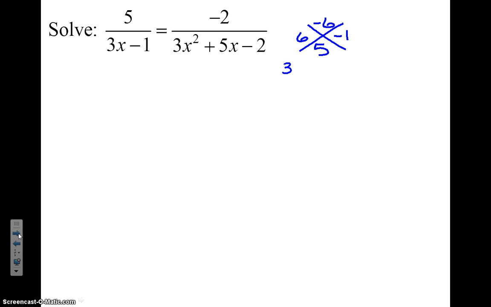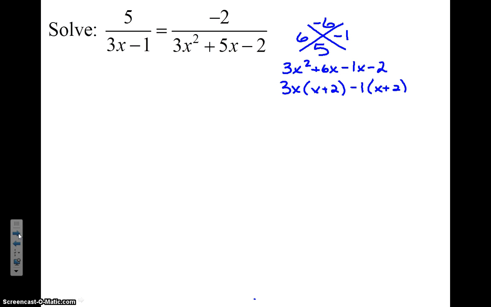And so if I split the middle term, I have 3x squared plus 6x minus 1x minus 2. No equal sign there. If I group, I get 3x as a GCF for the first two, and then x plus 2. The GCF in the second pair would just be a -1, and that gives me x plus 2.